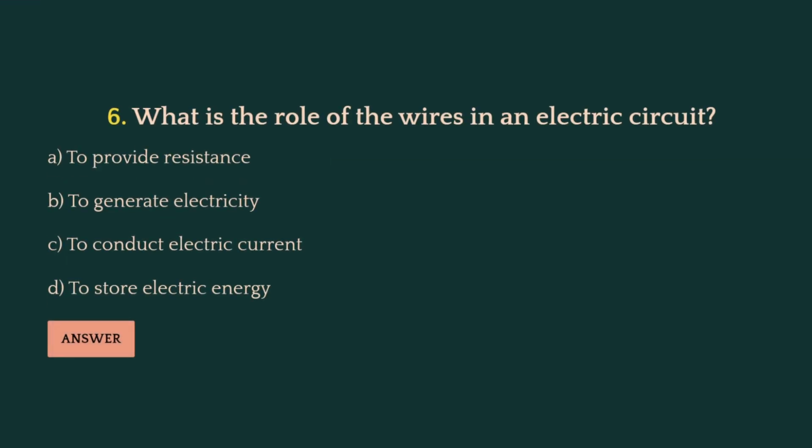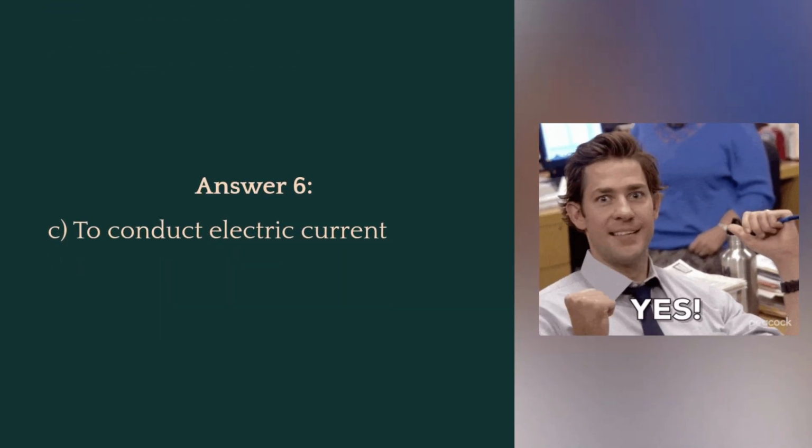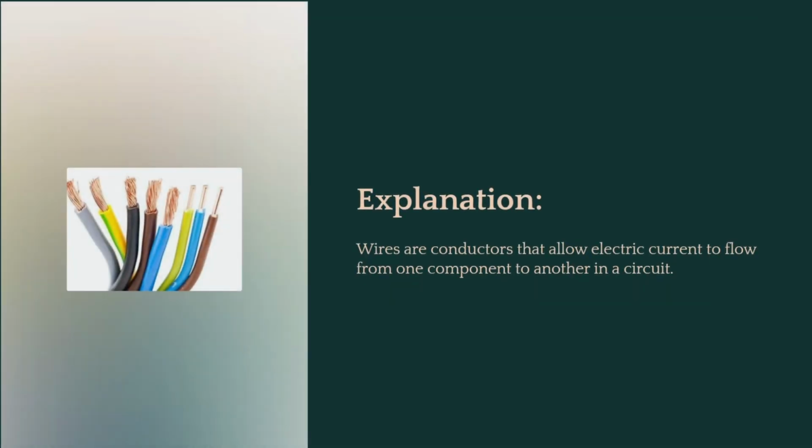Moving on to question number 6. What is the role of the wires in an electric circuit? A. To provide resistance. Option B. To generate electricity. Option C. To conduct electric current. Or option D. To store electrical energy. The correct answer of this question is to conduct electric current. Wires are conductors that allow electric current to flow from one component to another in a circuit.